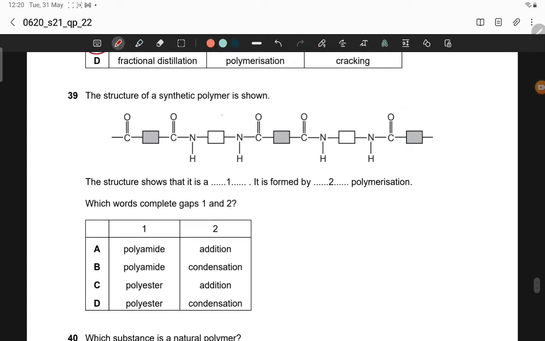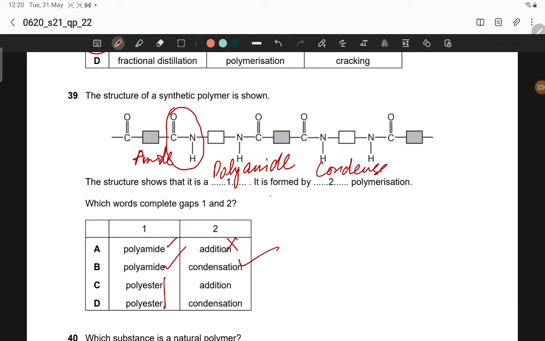The structure of a synthetic polymer is shown. This is an amide linkage. The structure shows that it is a polyamide, not a polyester. Yes, it is a polyamide, and it is formed by not addition, but condensation polymerization. Which words complete gaps 1 and 2? So B is the correct option.